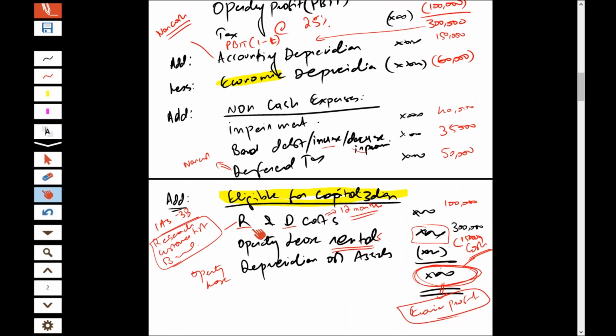Now, the amount eligible for capitalization: although the accounting standard says it should not be capitalized, we are capitalizing it. If we are capitalizing it now, what is the next situation? We capitalize it because we believe that if the R&D can give you benefit for more than 12 months, then it should be capitalized.